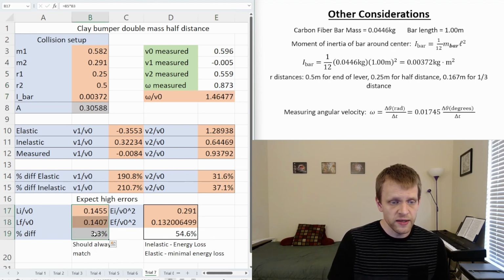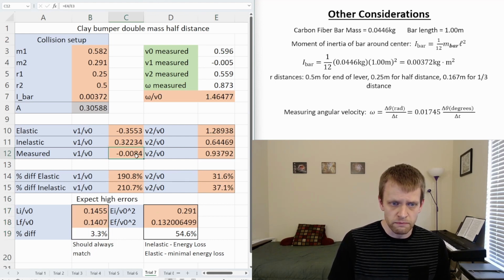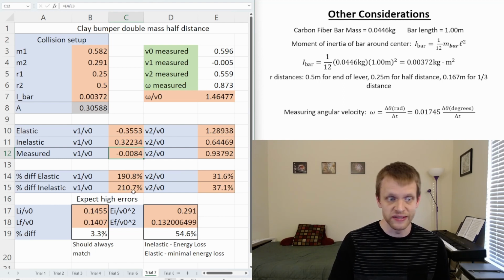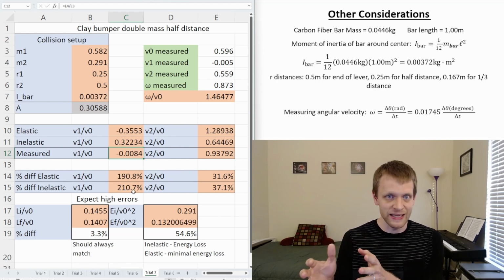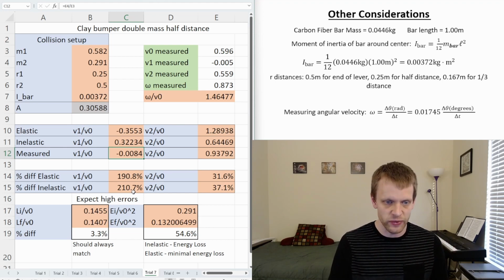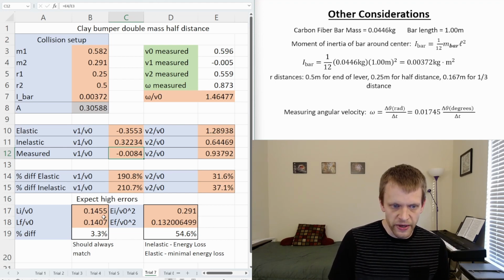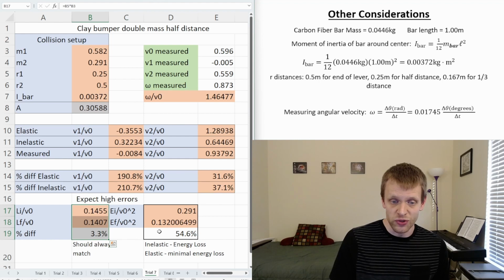And once again, we get this matching angular velocity. Our measured velocity ratios for the individual carts are in the expected ranges. Again, these percent errors are a little bit higher because we didn't get completely inelastic. We did not get perfectly elastic. We got somewhere in between those. But angular momentum was conserved, and we got more energy loss because we were using the clay in this case.